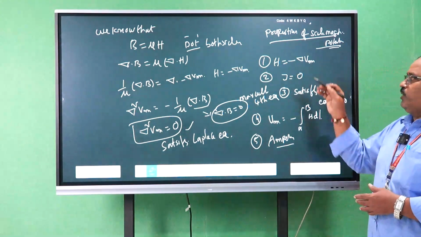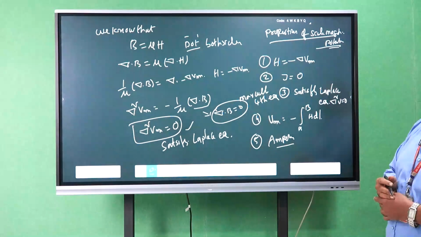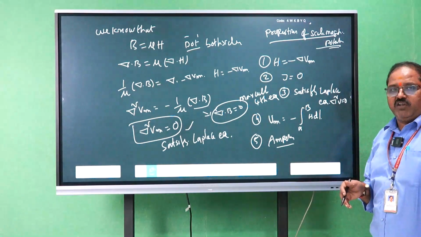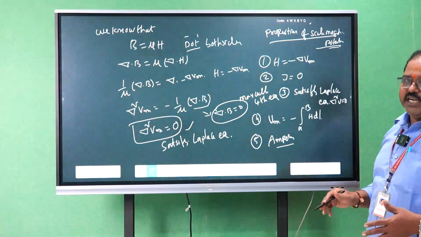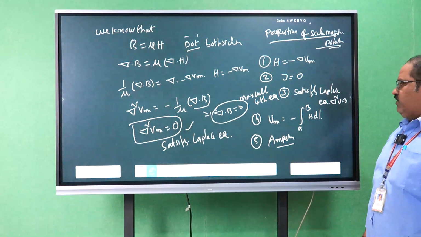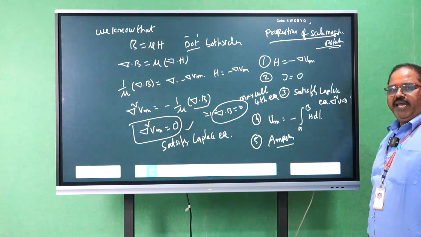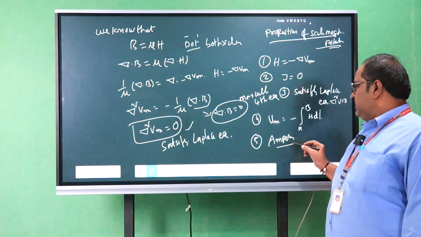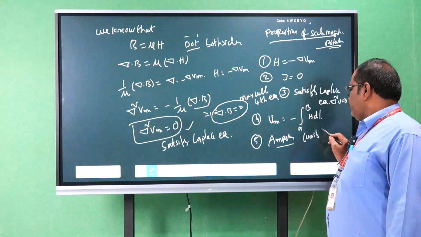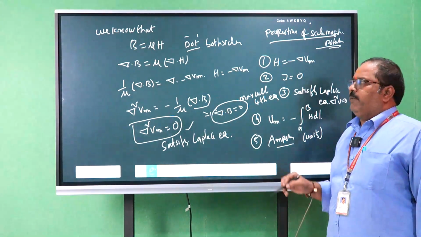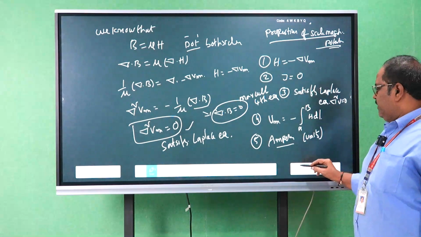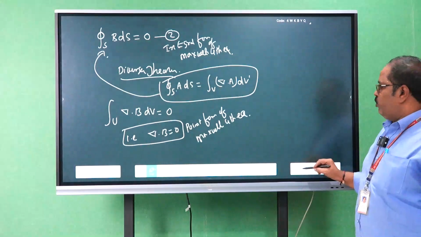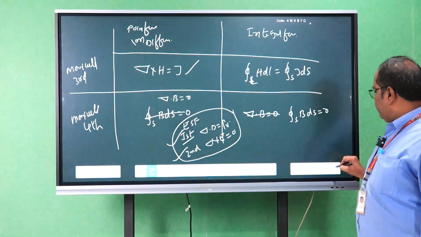The first property is H equal to minus del Vm. Second, the scalar magnetic potential exists where J is equal to 0. Third, it satisfies the Laplace equation, del square V is equal to 0. Fourth, the scalar magnetic potential is defined directly as Vm equal to minus integral A to B of H dot dl. The last property is that the unit is amperes. That is the story about the scalar magnetic potential.